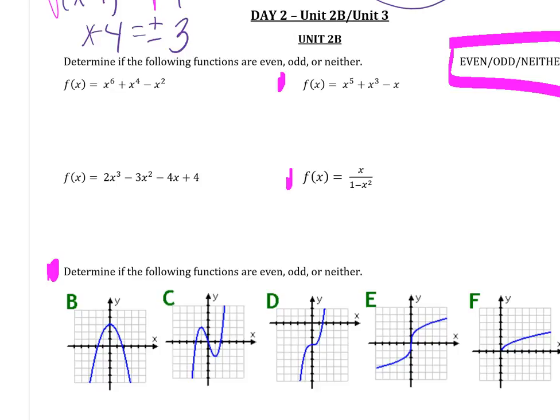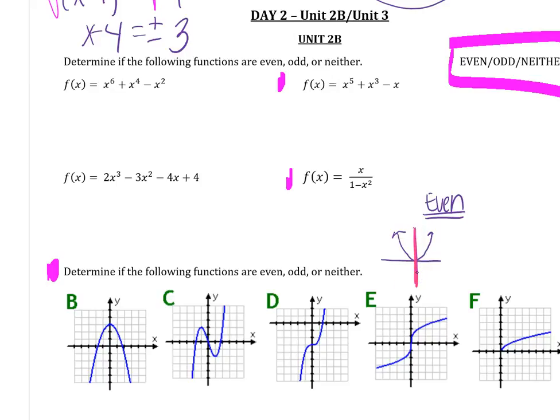Alright, so starting right from the beginning of our 2B notes in here, let's just talk about what even, odd, and neither functions mean. I'm not saying even or odd degreed. I'm really talking about symmetry in this. So I'm actually going to start with the graphic representation. When you have an even function, an example of an even function would be y equals x squared. So I'll just sketch a little function of this. This is even because it has symmetry with the y-axis.